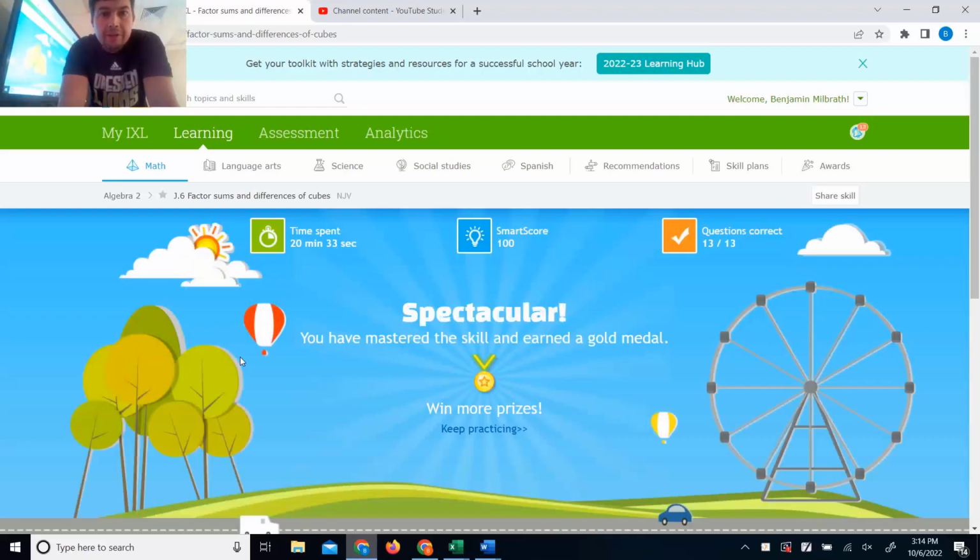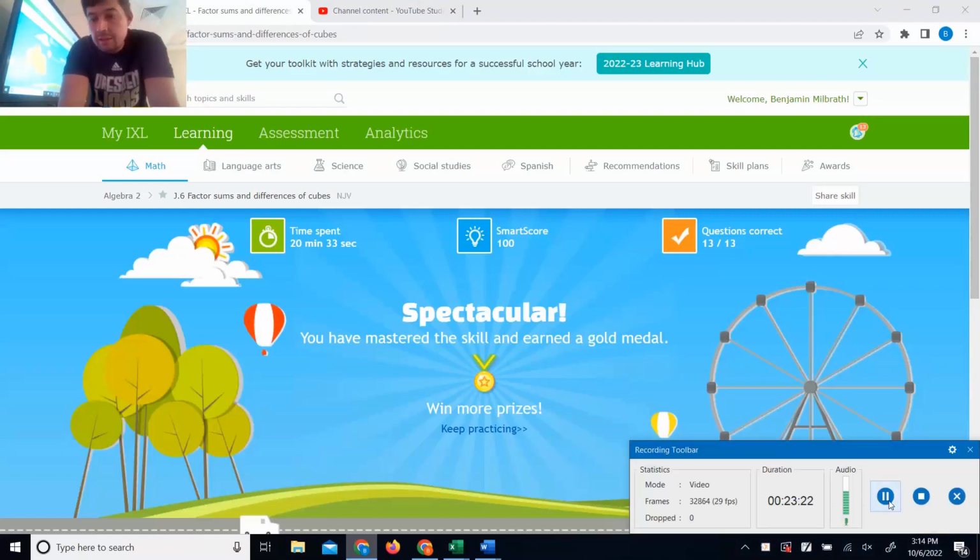I got my badge. Spectacular. So if I got my badge, you can too, but you guys only have to take it to a 90, which is going to be pretty good.